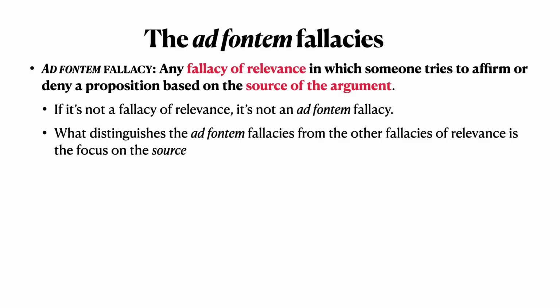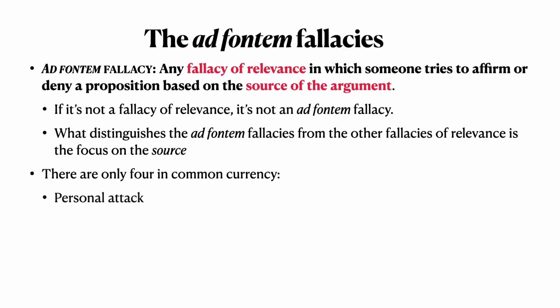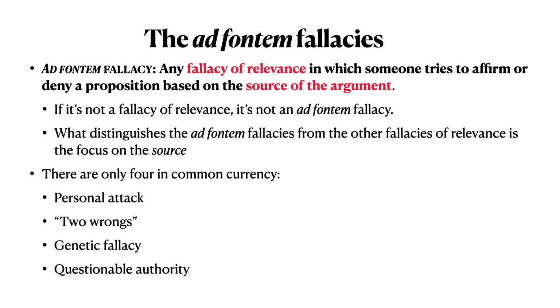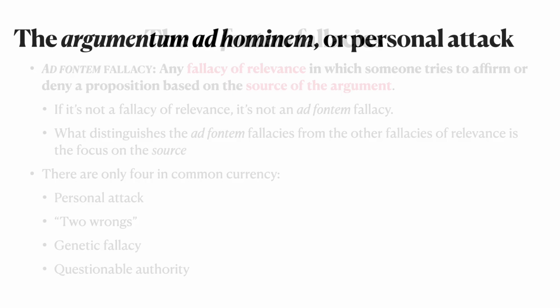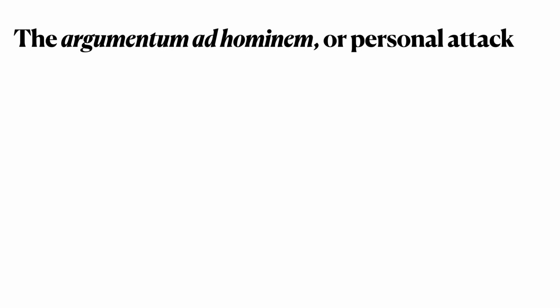And what it is, the focus on the source of the argument. Now, there are four of these in common currency, and we're going to learn all of them today. They are the personal attack, the two wrongs fallacy, the genetic fallacy, and the questionable authority fallacy. Two of these have Latin names that you should also know, but we'll cover all four of these right now.